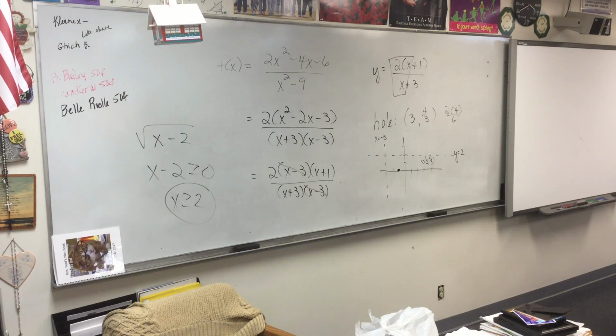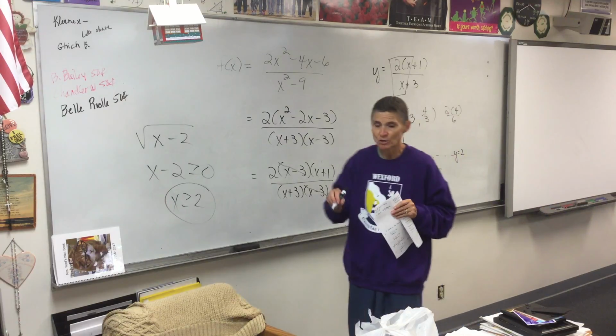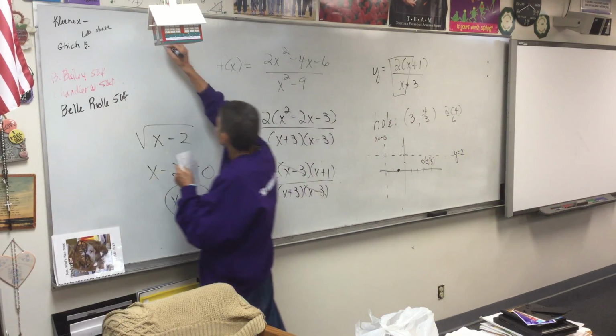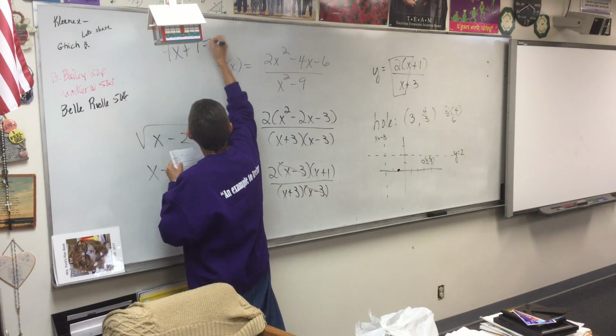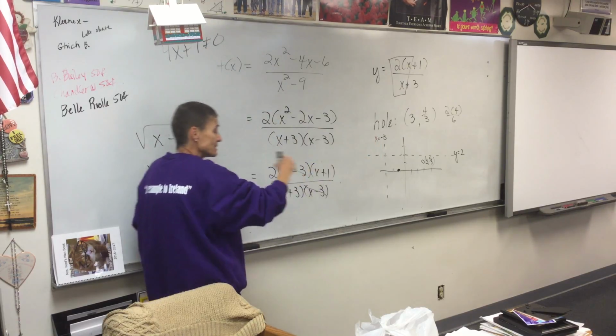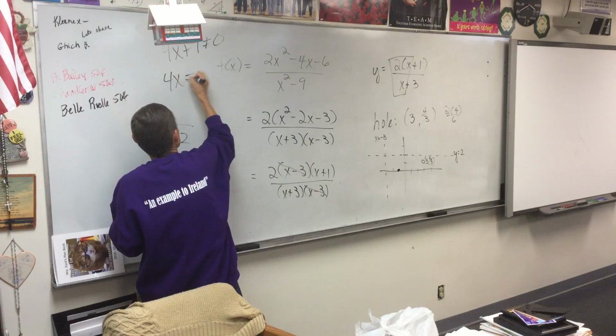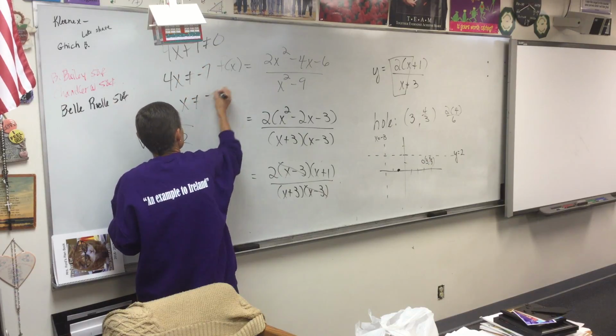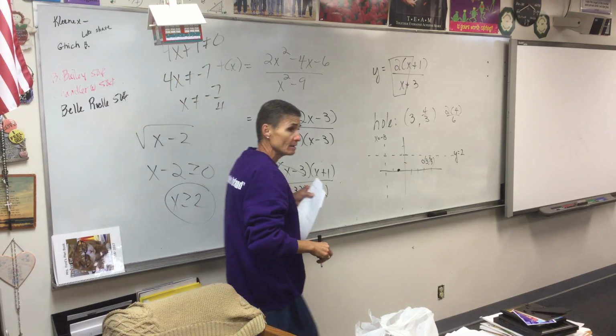All right. Number 2. It has a denominator. So what can you tell me? X cannot be what? Negative 7/4. And for those of you that can't do that in your head, it's okay. Just say 4x plus 7 cannot be 0. The denominator cannot be 0. So 4x cannot be negative 7, and x cannot be negative 7/4.